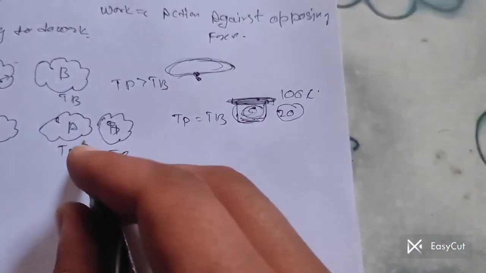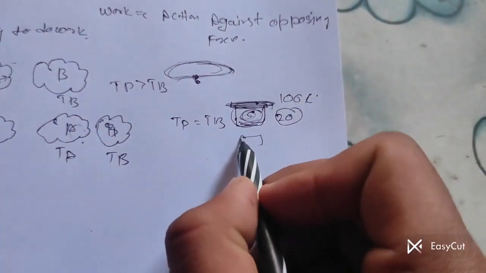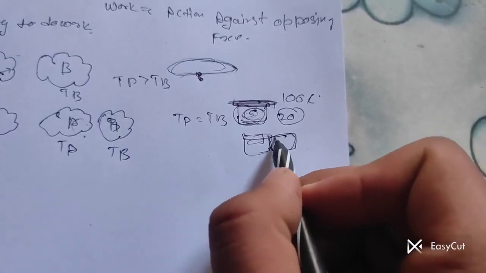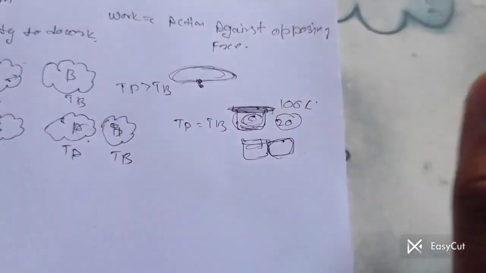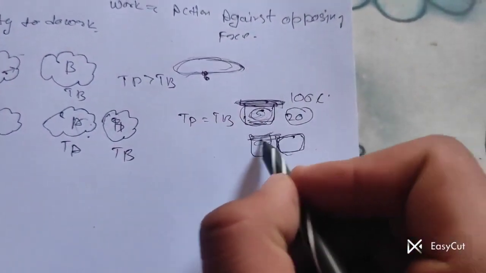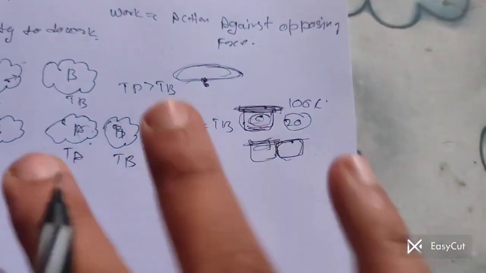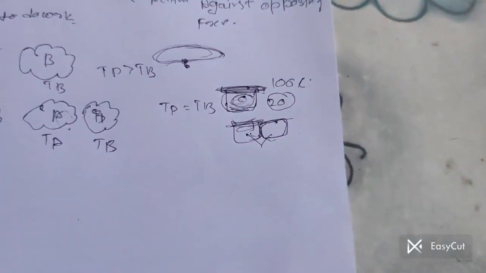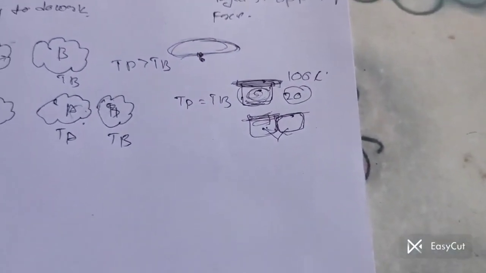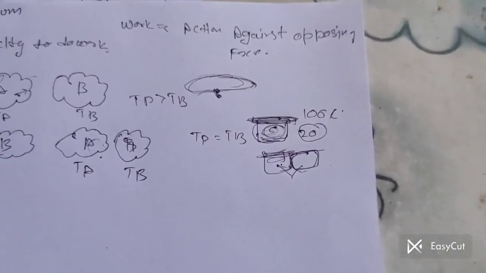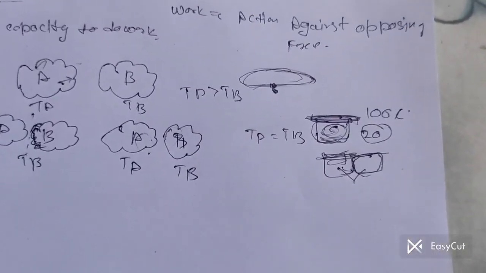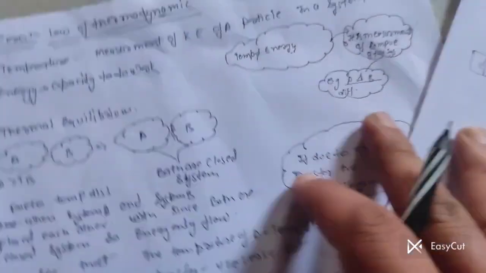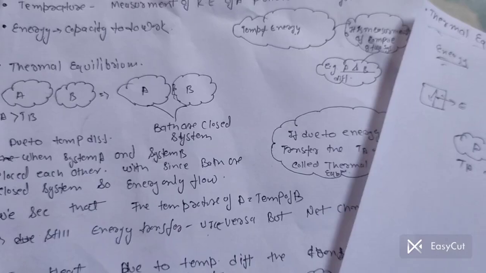But if we take this example again, this is our glass A and here is glass B, attached together, no liquid transfer, covered by lids. We see that after some time both temperatures are equal. How does this happen? Energy flows from higher to lower temperature. This is called heat. Heat is the transfer of energy from higher to lower temperature due to a temperature difference.